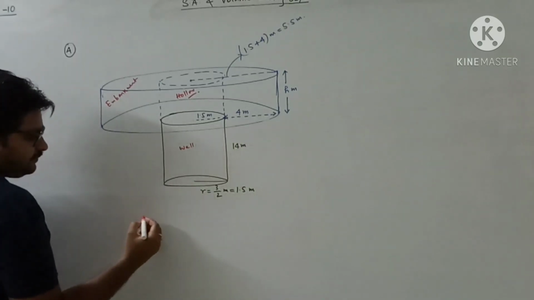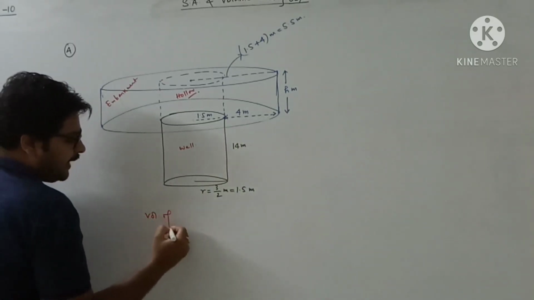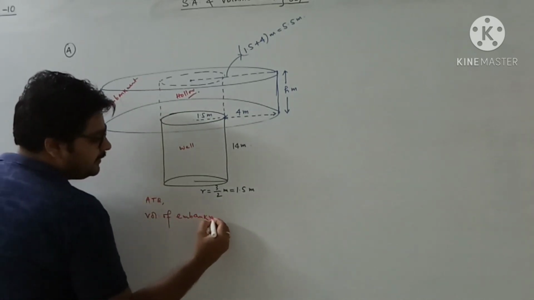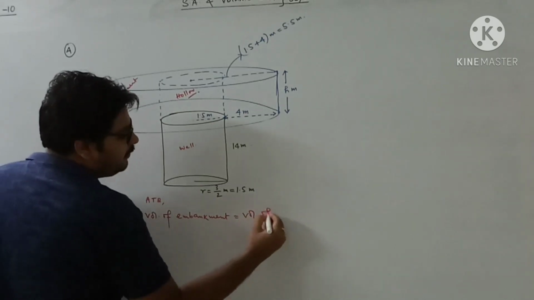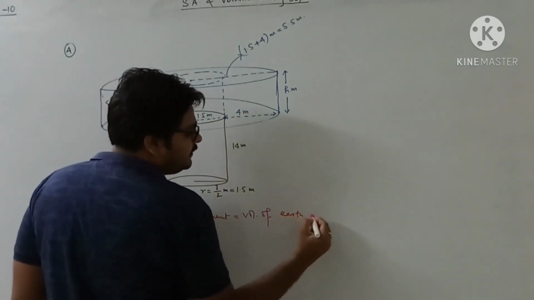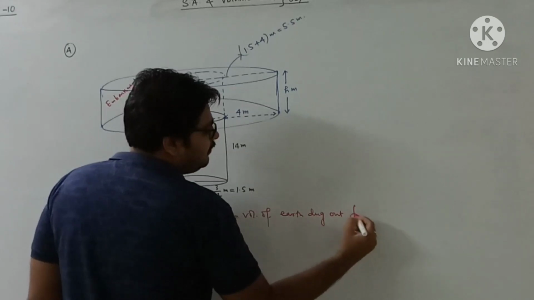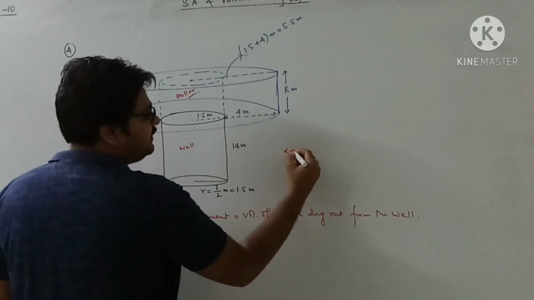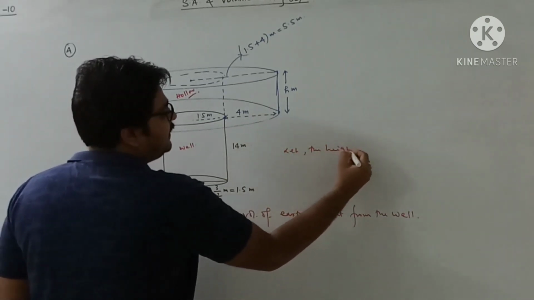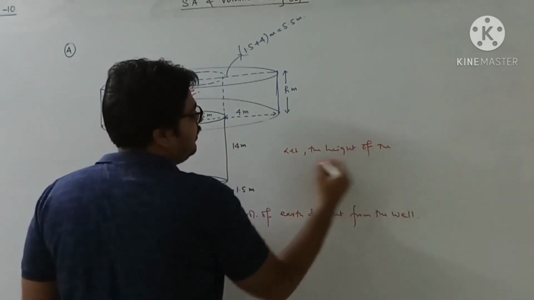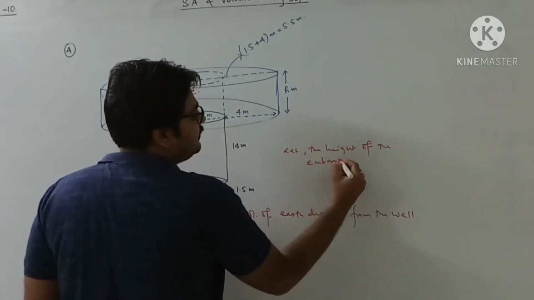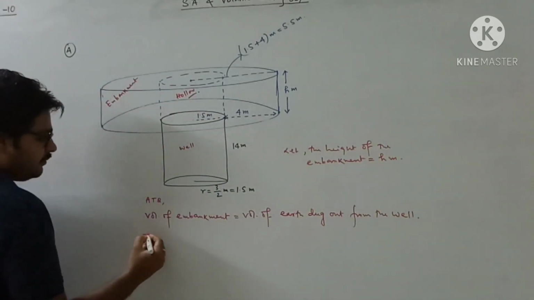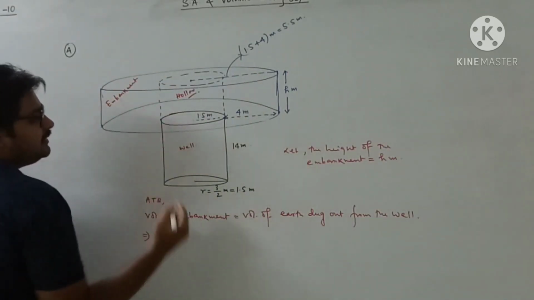So what do we write now? Volume of embankment, according to the question, is equal to the volume of earth dug out from the well. Before that, one thing you have to write: let the height of the embankment equal h meter. Volume of the embankment, this one. So how to find out?